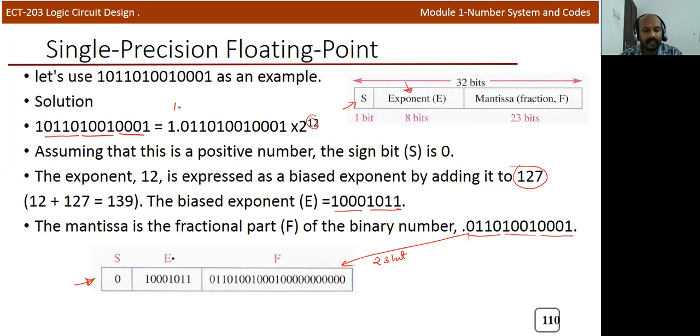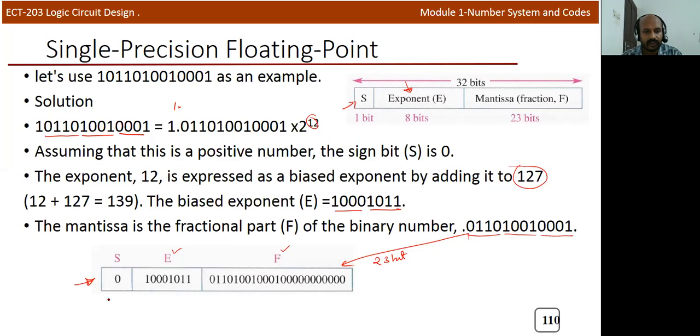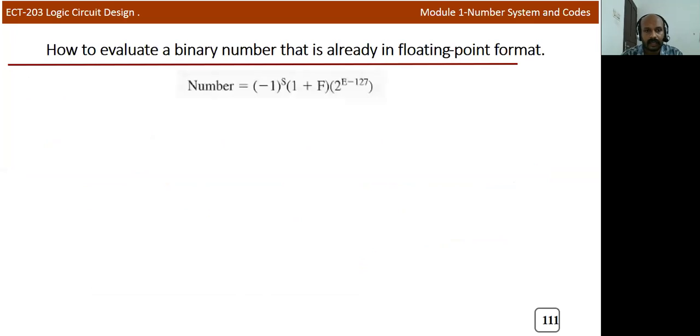MSB sign bit, remaining exponent, exponents in the biased format, and finally the fractional portion or the mantissa part in 23 bits. Okay, this is the usual way of representing a single precision floating point number. Next we will discuss, once you get a single precision floating point number in a computer system, how we can identify the number. That's a reverse operation: how to evaluate a binary number that is already in a floating point format.